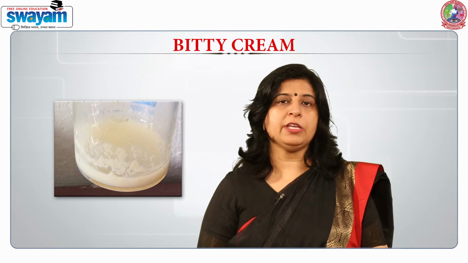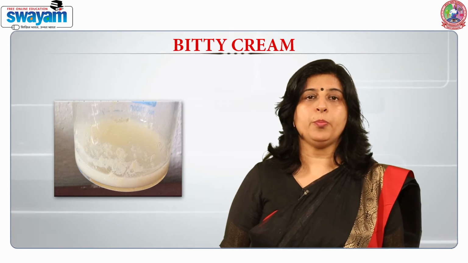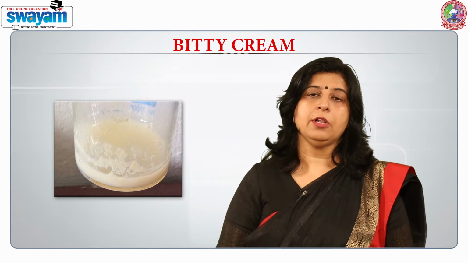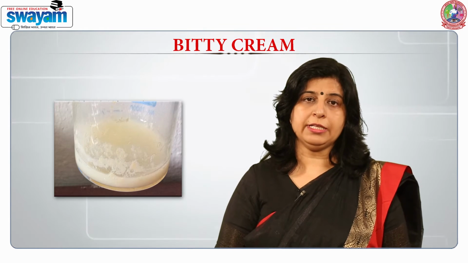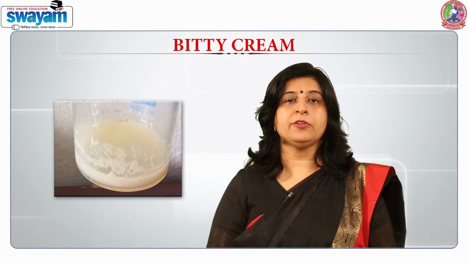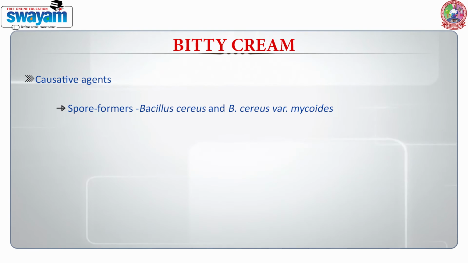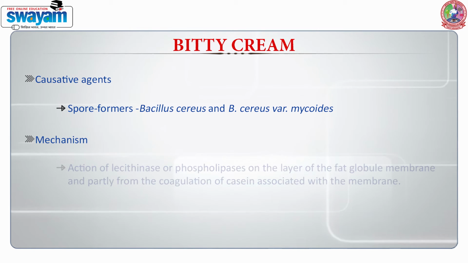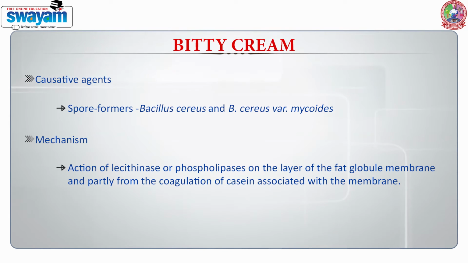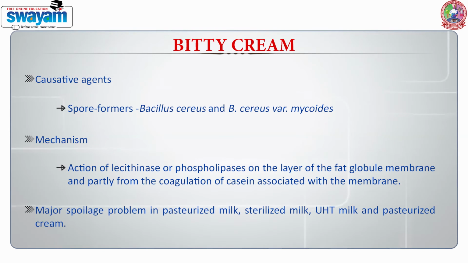Now coming over to the defects in various milk products, the first defect is bitty cream. This is a well-known example of the effect of spores on the milk. It is characterized by flakes in the cream layer which do not mix well with the milk. The causative agents are again spore formers like Bacillus cereus and its varieties. The mechanism is very simple. It is the action of the enzymes lecithinase and phospholipase on the fat globule membrane, and partly from the coagulation of casein associated with the membrane. This problem is commonly seen in pasteurized milk, sterilized milk, ultra heat treated milk and pasteurized cream.